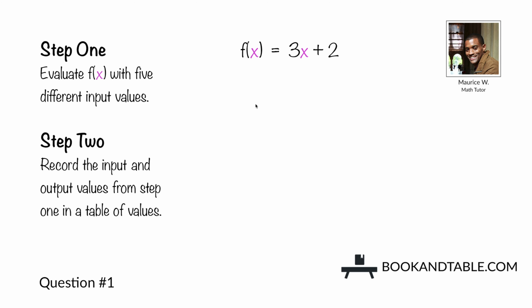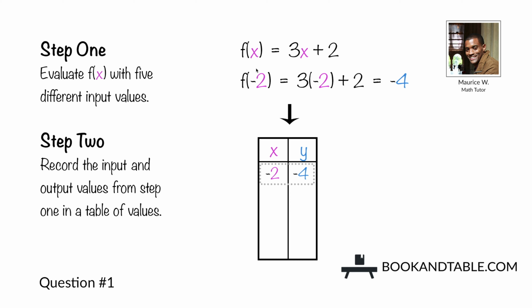Step 1. Evaluate f of x with 5 different input values. So we will use negative 2 through positive 2 for our x's or our inputs, and we will record the corresponding y values or output values. And together we'll put these ordered pairs in a table of values for f of x. So f of negative 2 is equal to 3 times negative 2, which would give us negative 6. And negative 6 plus 2 is equal to negative 4. So the input is negative 2 and the output is negative 4.